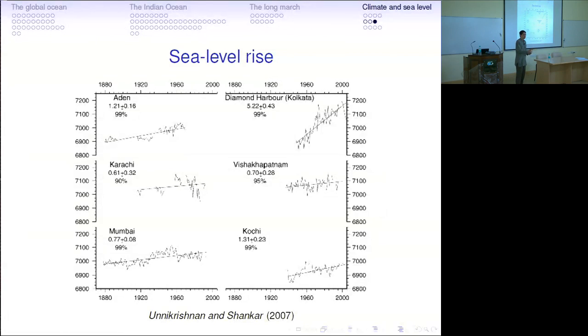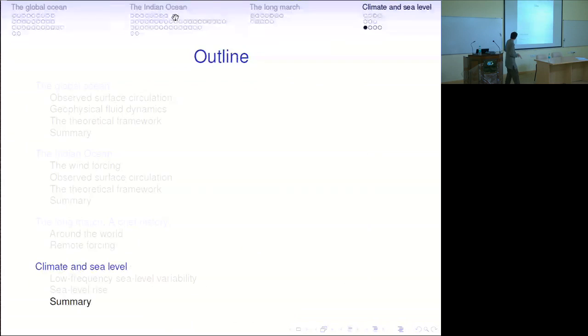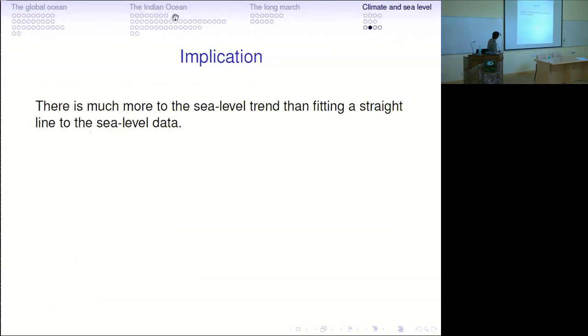The data is embedded in a huge modeling component, and unless you understand what that value means, it's practically impossible to do anything. And that's why research in climate is not about fitting a straight line. There's much more to it than that. That's the reason I went about these lectures the way I did. There's much more to the sea level trend than fitting a straight line to the sea level data.